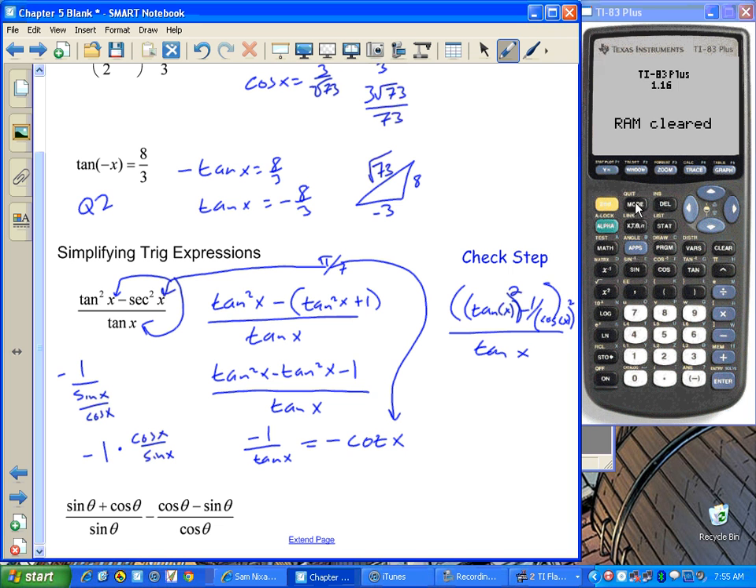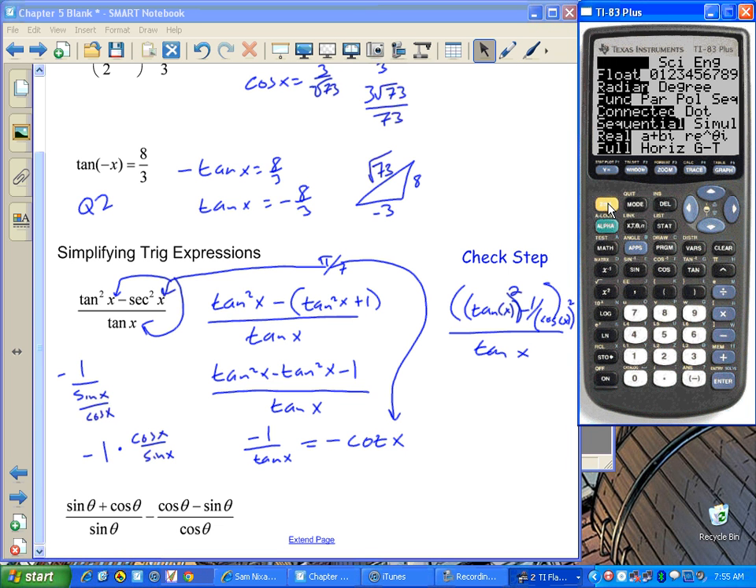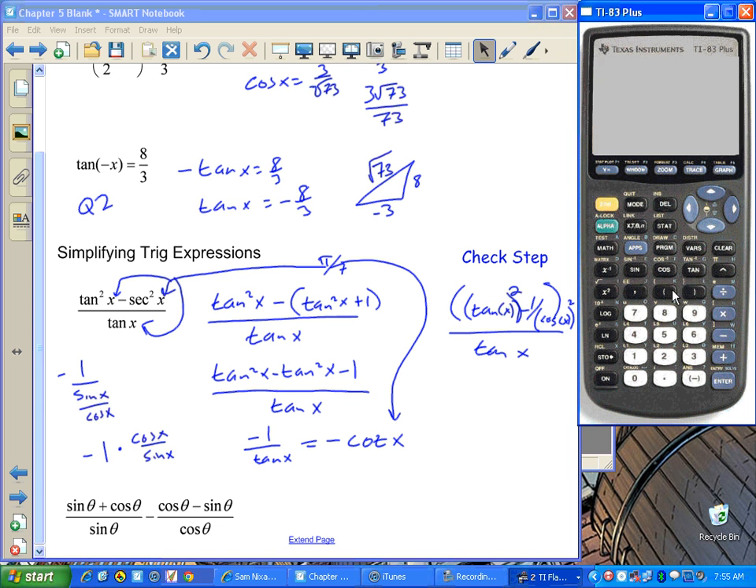So first, let's make sure we're in radians here. Let's store our value of pi over 7. Pi divided by 7. I'm going to store that as x.